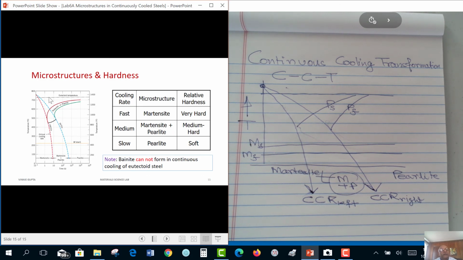So as I said, if you have a fast cooling rate, faster than this red one, we get all martensite. If we have a very slow cooling rate, slower than this blue curve, we get all pearlite. In between cooling rates, we get a mixture. Of course, martensite is very hard, pearlite is relatively soft, and the mixture would be in between, medium hard. And again, I want to emphasize that in continuous cooling, bainite cannot form in eutectoid steel.